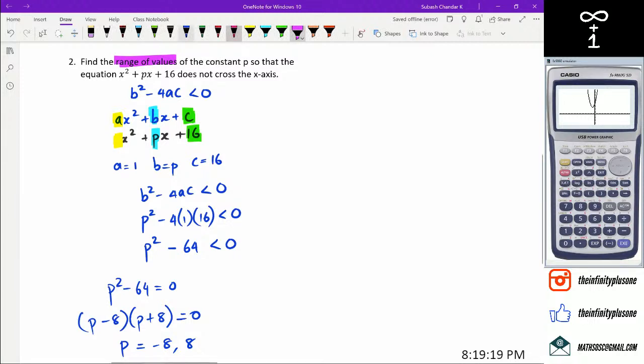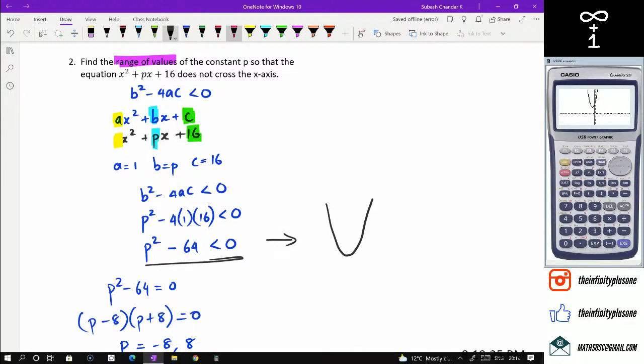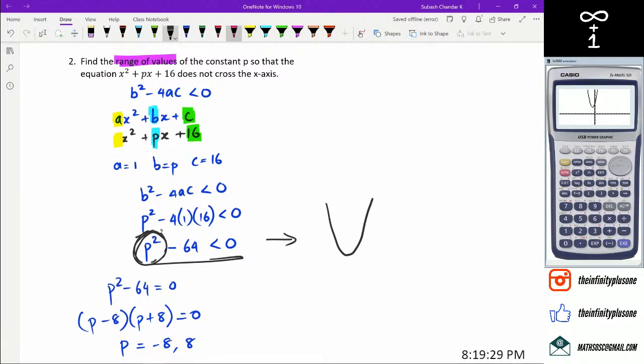We have to go back to this particular graph, and we're going to draw that real quickly. We know it's a parabola because of the p squared, and it's a positive p squared, so it's going to look like a positive parabola. We also know that it has 2 intercepts, one at minus 8 and the other at positive 8, and I got those values from there.